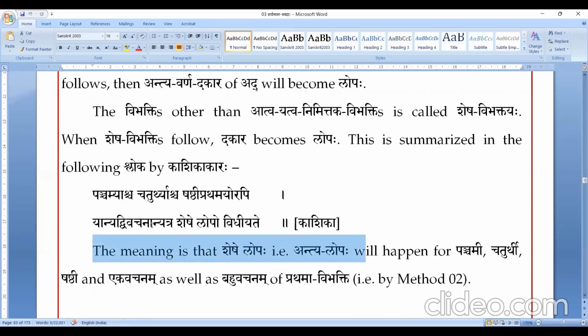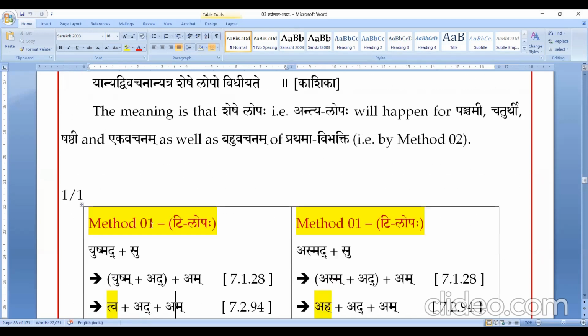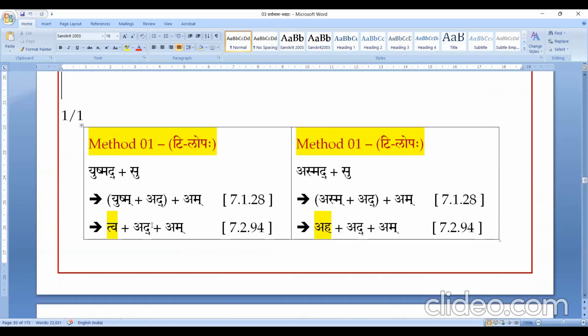Antyalopa will happen for Panchami, Chaturthi, Shashthi, and Prathamayoho, that is, Prathama Vibhakti Dvivachana, and other than Dvivachana, Ekavachanam and Bahuvachanam. We saw Prathama Vibhakti Ekavachanam, Yushmad plus Su. First you split like this, Na Paryantasya Yushma Shabdasya, then Ad. Tu Pratyaye Pare, we saw the sutra, Nye Prathamayoram.